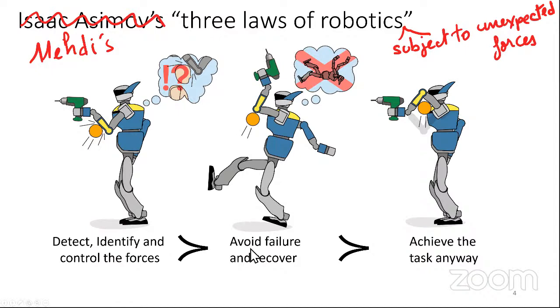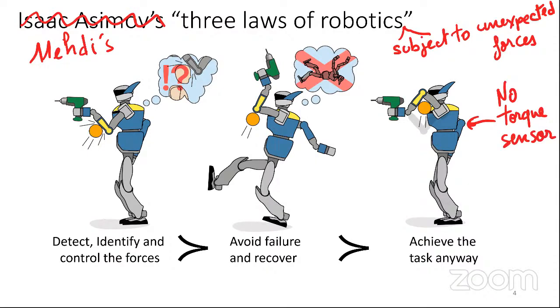The second one is to avoid failure and to recover, subject to the previous one, because safety is more important. And the third one is to try to achieve the task anyway, and that's the least priority. But if we can achieve it, it means that we have completely rejected the disturbance.